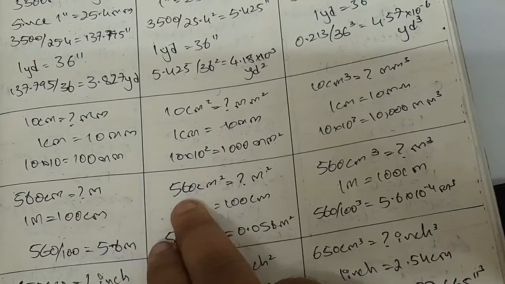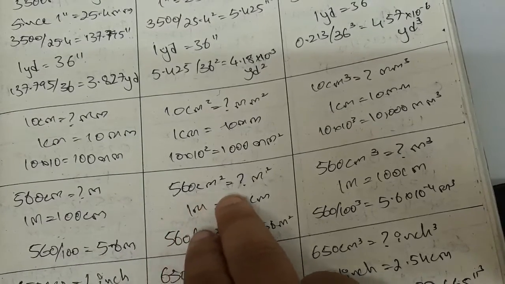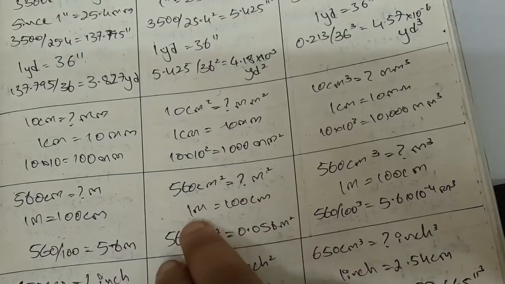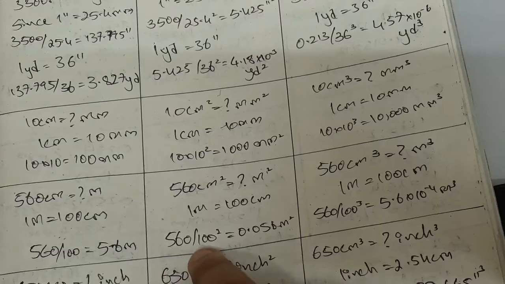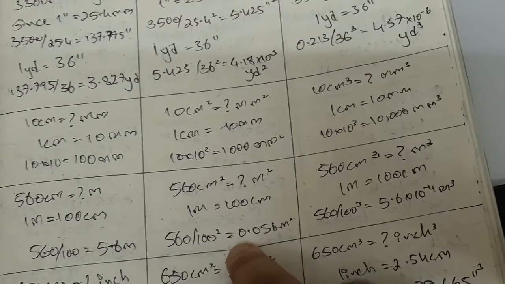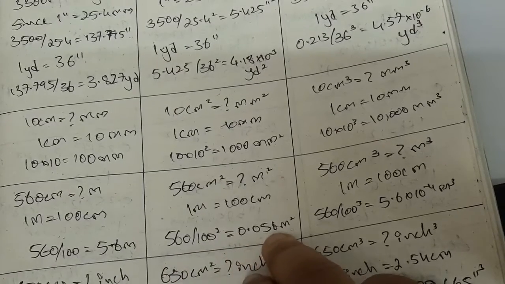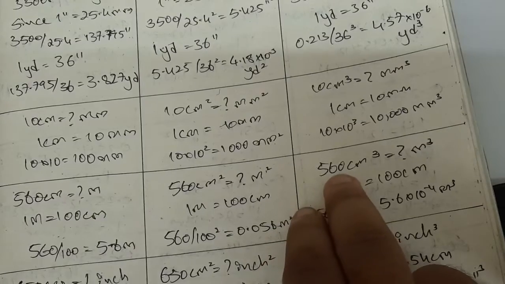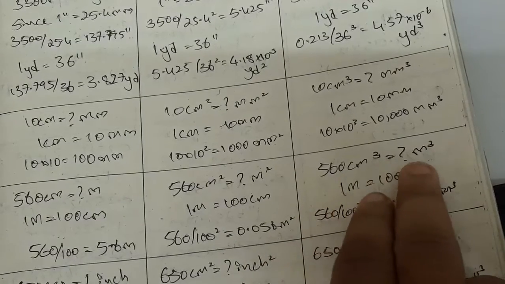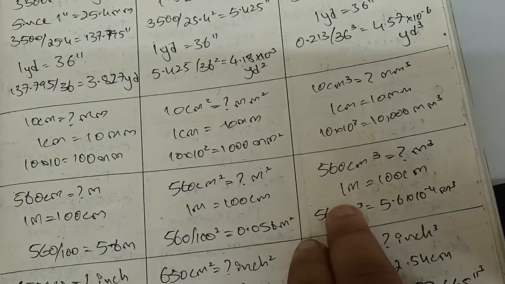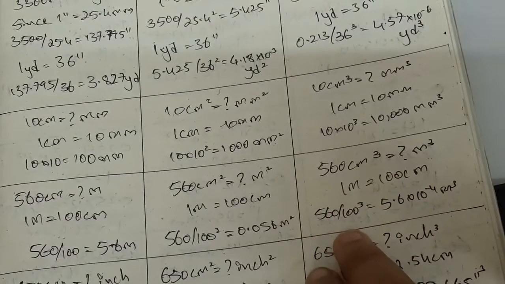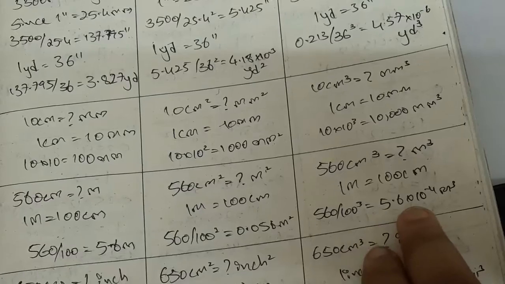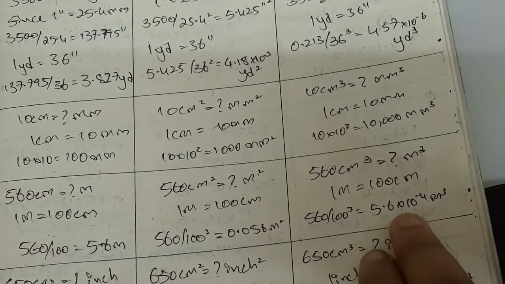Two-dimensional calculation, 560 centimeter square is equal to how many meters square? Now since 1 meter is equal to 100 centimeter, 560 divided by 100 square gives us 0.056 meter square. 560 centimeter cube is equal to how many meter cube? Now since 1 meter is equal to 100 centimeter, 560 divided by 100 cube gives us 5.6 into 10 to the power of minus 4 meter cube.